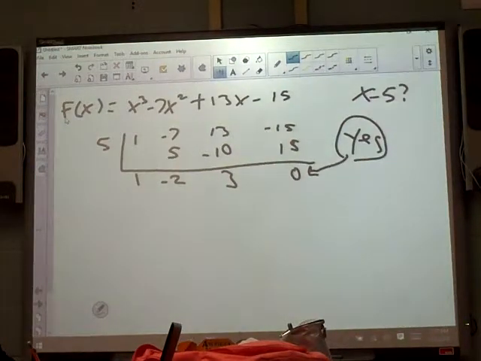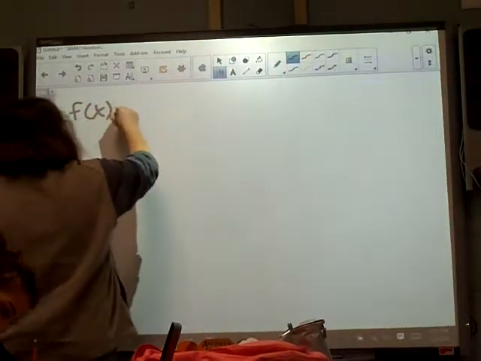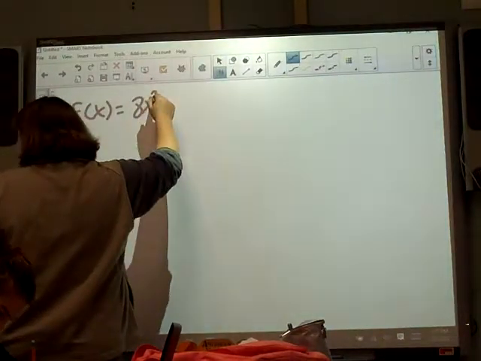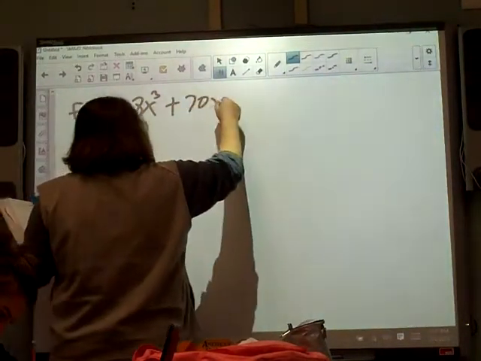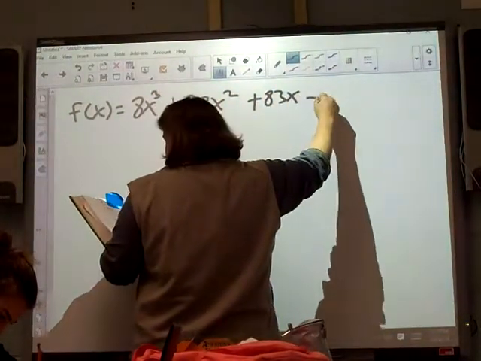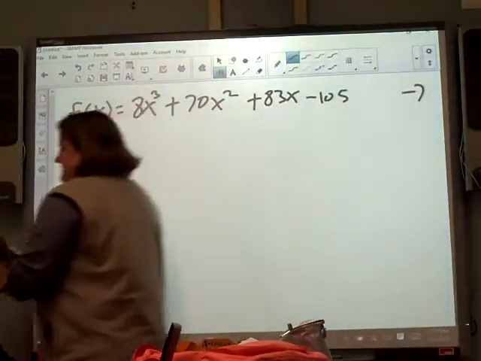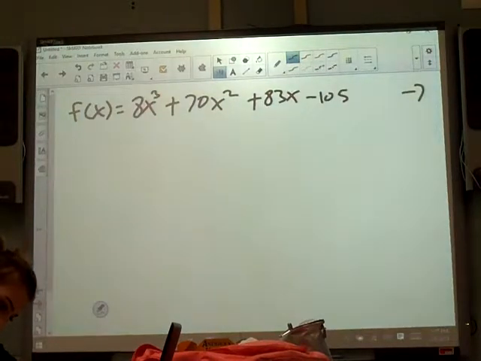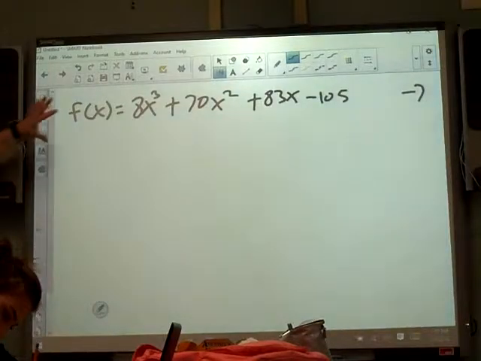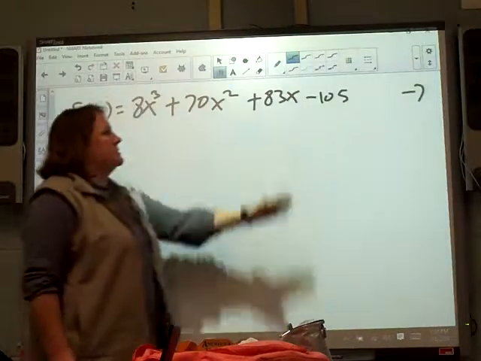Alright. Here I've got f of x is equal to 8x cubed plus 70x squared plus 83x minus 105. Some of these are going to get lengthy today. So that says negative 7 over there on the side. Let me read to you what all we got so you know what's going on. It asks us to factor this function given that negative 7 is a 0. So we got to be able to factor this.